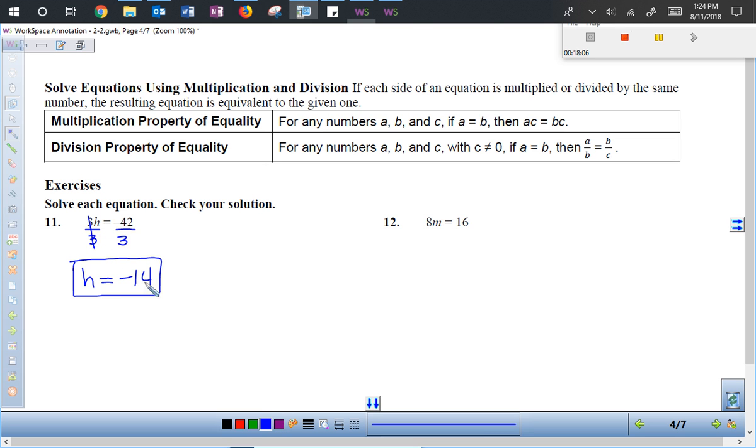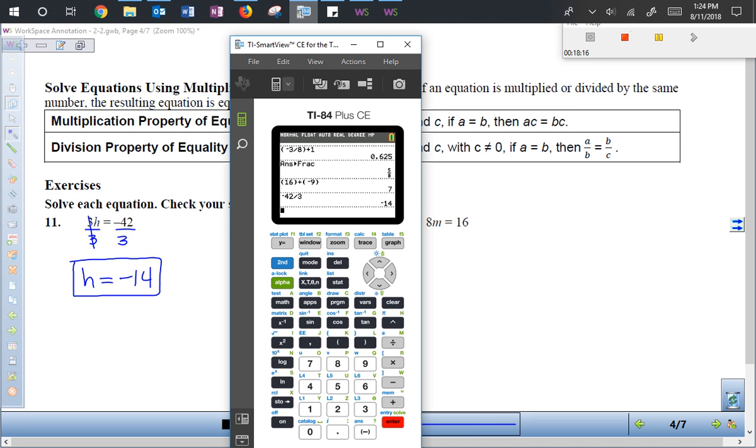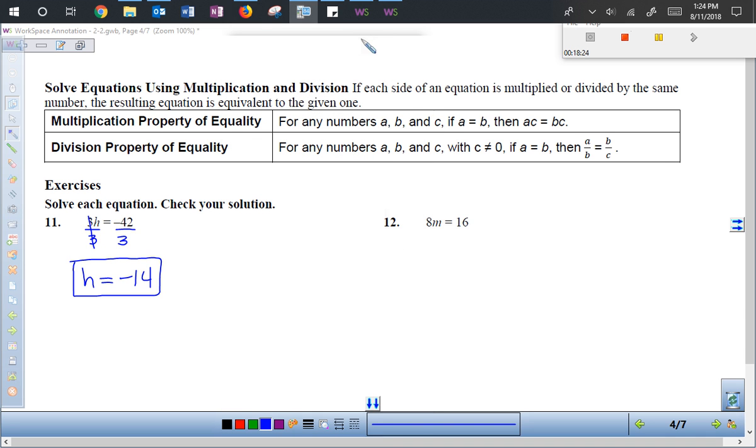So we want to substitute negative 14 back in for h. We want to put it in parentheses. So we're going to take 3h, but 3 times negative 14. So 3 parentheses negative 14, close your parentheses. And our goal is to get negative 42. And we do.